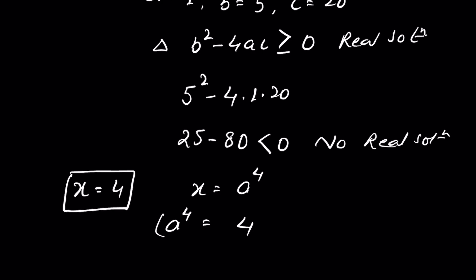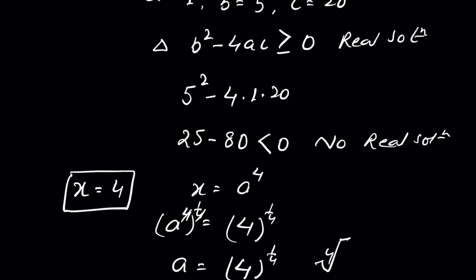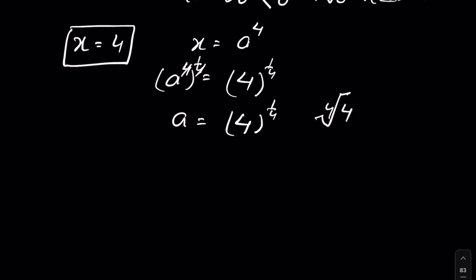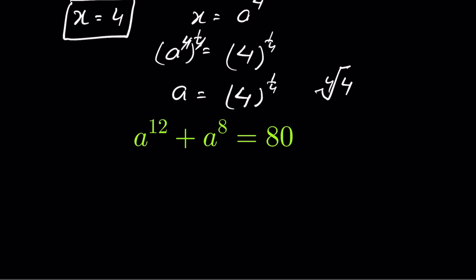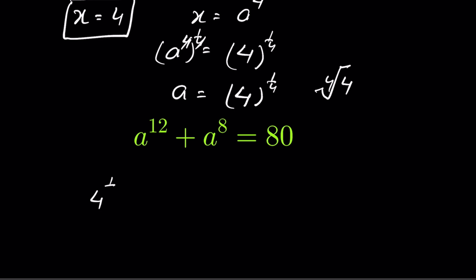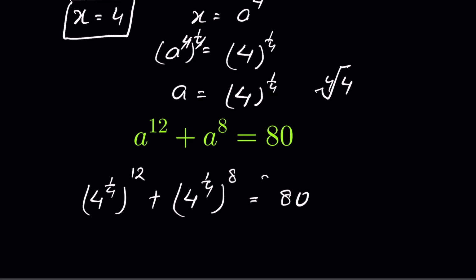We raise both the sides to the power of 1 upon 4. This 4 and 4 gets cancelled. So a is equal to 4 raised to the power of 1 upon 4, or 4th root of 4. Now let's check this solution. So a is 4 raised to the power 1 upon 4, then whole raised to the power 12, plus 4 raised to the power 1 upon 4, whole raised to the power 8, is equal to 80. Whether it is equal to 80 or not, we have to check.